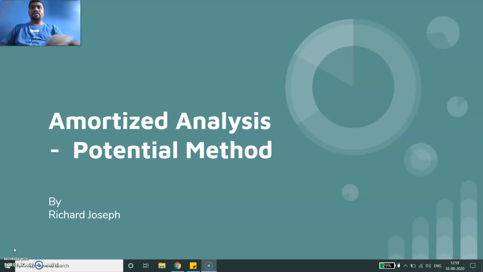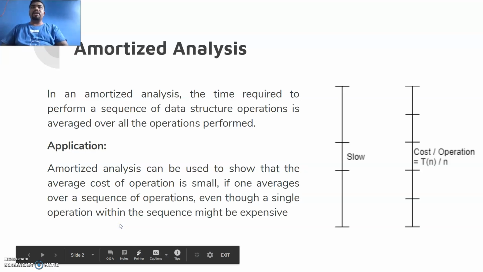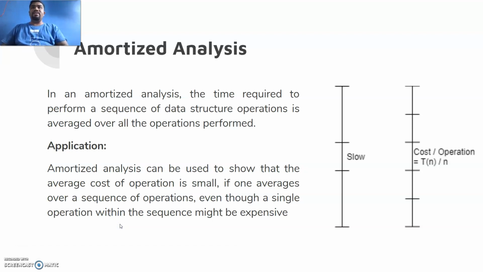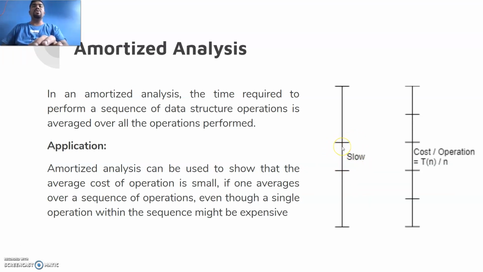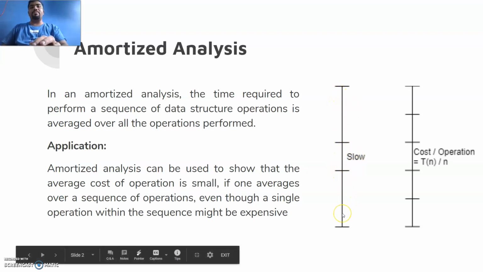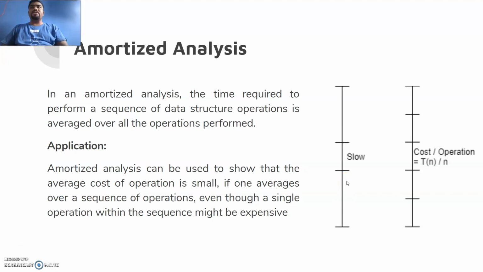So let's get started. As we all know, amortized analysis is done in cases wherein we have a certain portion of an algorithm which is very expensive and makes the algorithm slow. So can we distribute the complexity of this particular expensive operation over all the rest of the operations which are not that expensive? We try to distribute it over all the other operations to make that particular operation look normal.